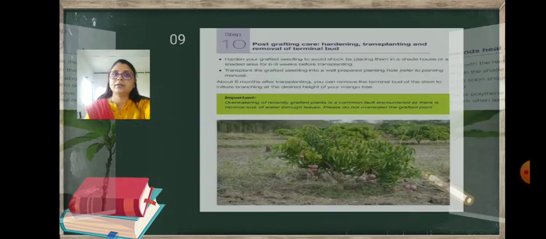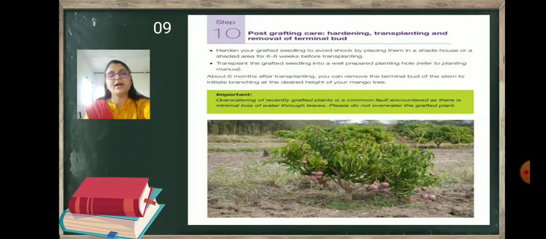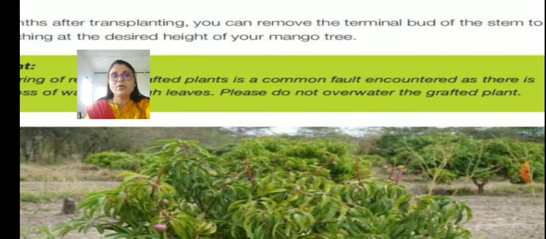Then after completion of the grafting, after the removal of that particular strip, post-grafting care is very useful. Care of that particular graft should be taken. So what type of care: hardening, transplanting and removal of terminal bud. Important note here, don't give too much water to the grafted plant. Okay, why? Because overwatering of recently grafted plants will be more harmful, or it will cause failure of that particular grafting.